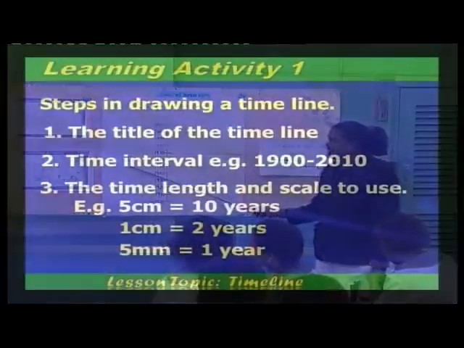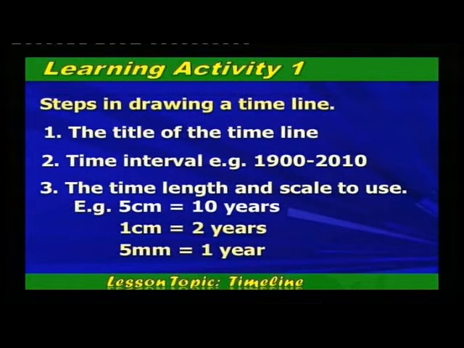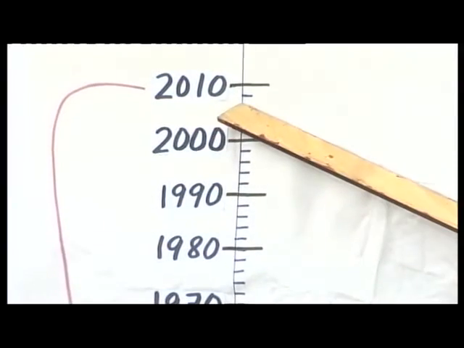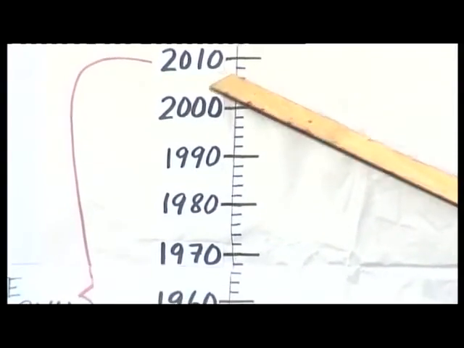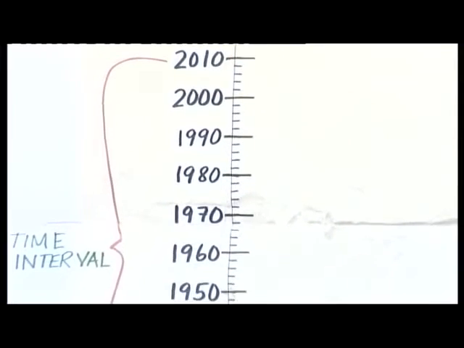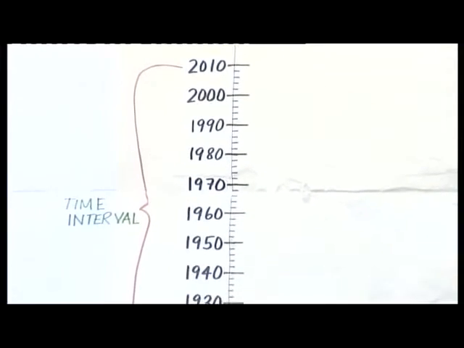The next thing is you must know the time interval. The time interval is between which year in the past to which year in the present. Your timeline must have that time interval. For example, here we have the time interval is from 1900 to what year? 2010. So 1900 up to 2000 is the past, and the present is 2010. Are you clear with that, receiving student?